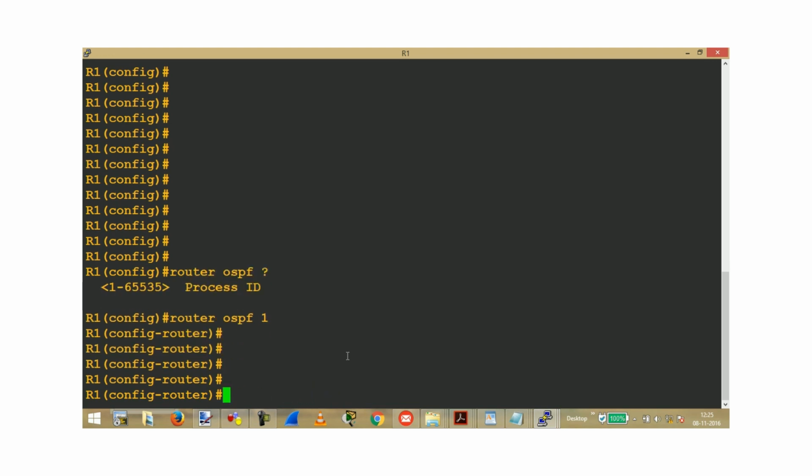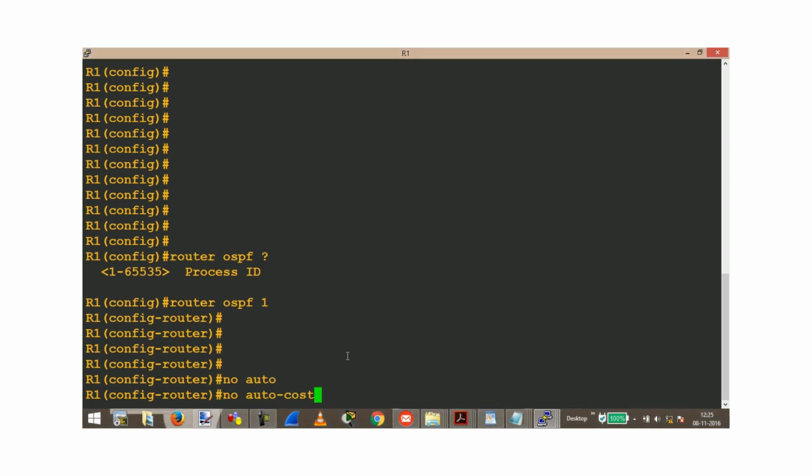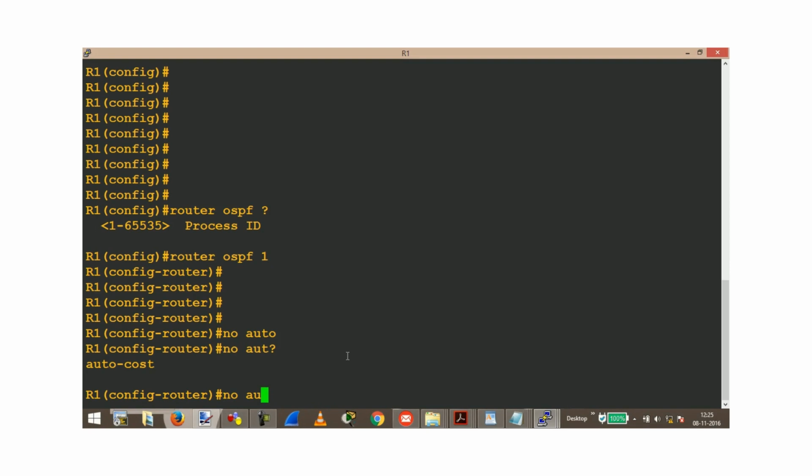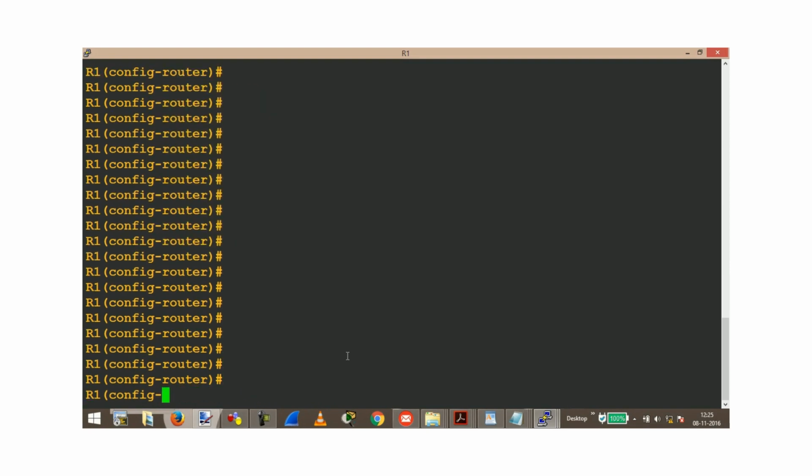So when we have taken router ospf process ID 1, now we will use the network command to enable the routing protocol on the interface. Now we know that OSPF is always classless, so we don't have to run the no auto-summary command. There is no such command as no auto-summary. It is always classless. We will directly enable the routing protocol on the interface and put it inside area 0.